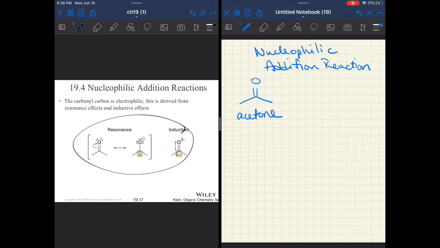Nucleophiles are so attracted to carbonyls because, one, you have the inductive effect. Oxygen is more electronegative than carbon, so it's pulling that electron density away from the carbon. And you also have resonance. So while this might be a minor resonance contributor, it is a contributor. And it really helps us to see that positive charge on that carbonyl carbon. And we are going to attack this guy over and over and over again.